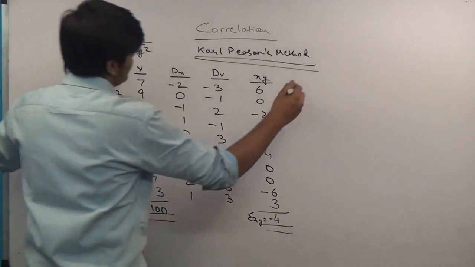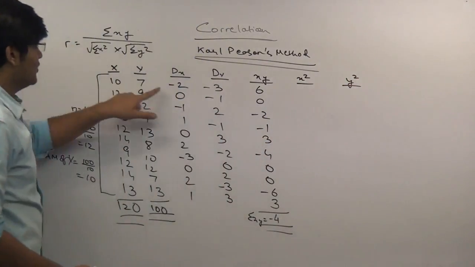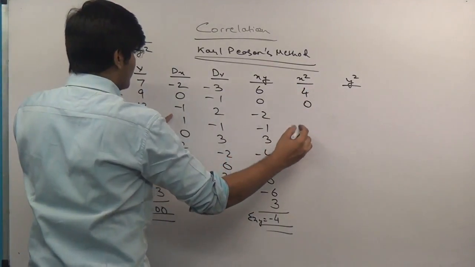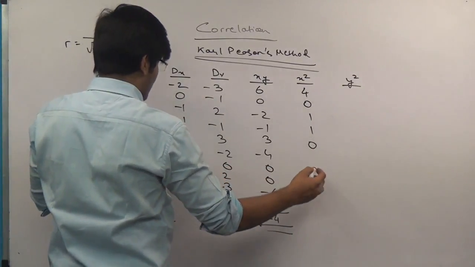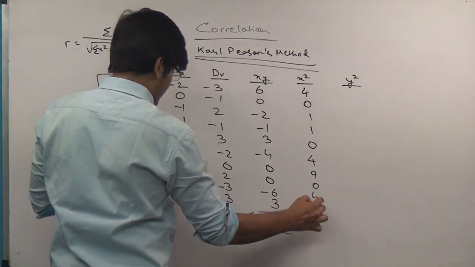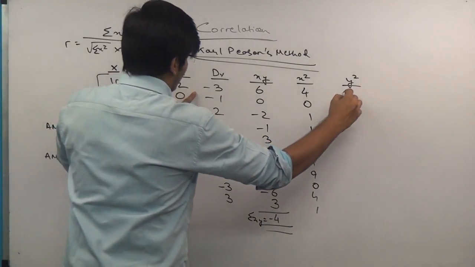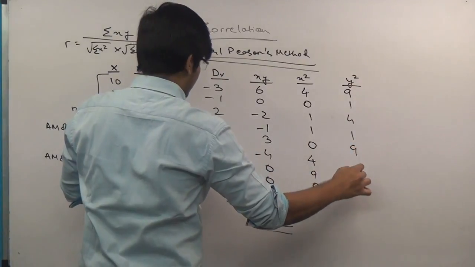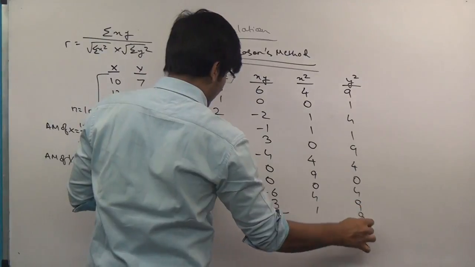What else do we require? X square, small x square and small y square. So minus 2 into minus 2, 4. All the negatives will be gone. 0, 1, 1, 0. 1 square is 1. So 1, 4, 9, 0, 4, 1. And y square, 9, 1, 4, 1, 9, 4, 0, 4, 9, 9.